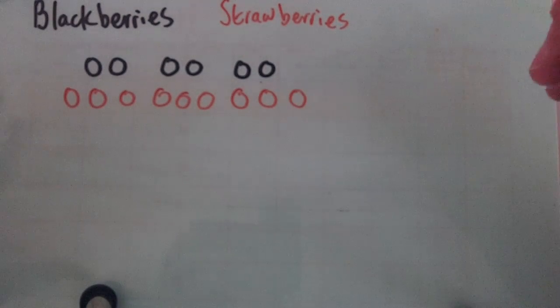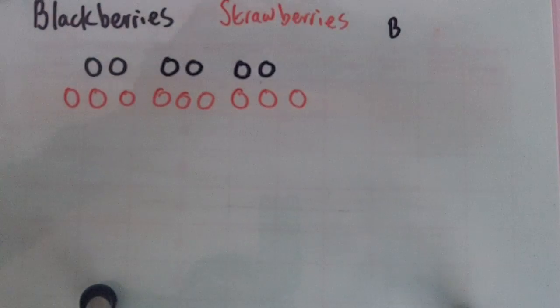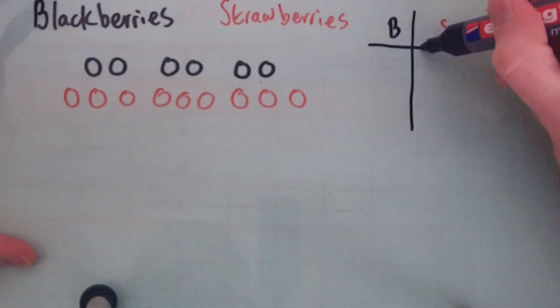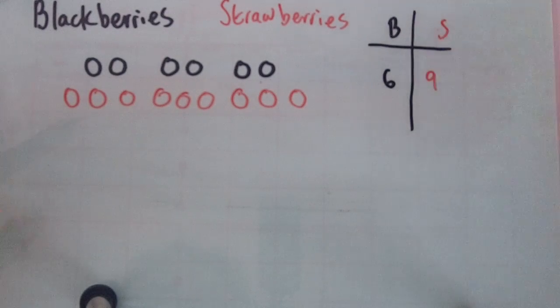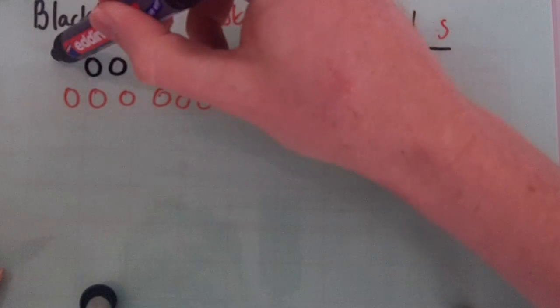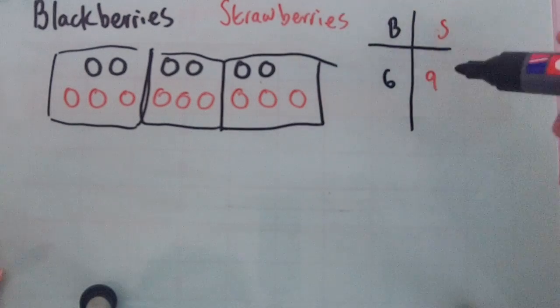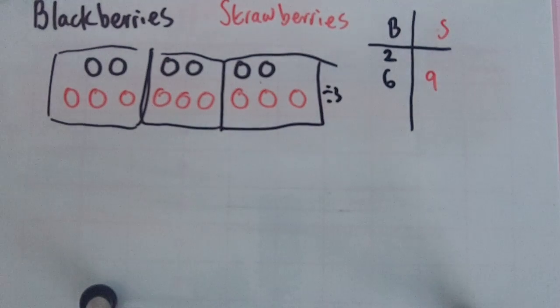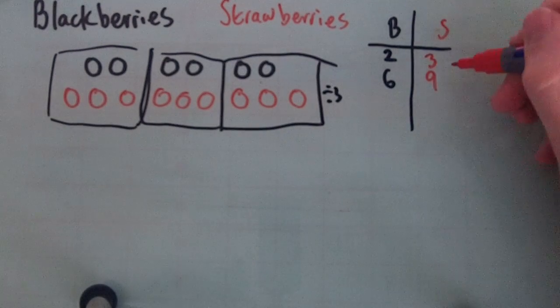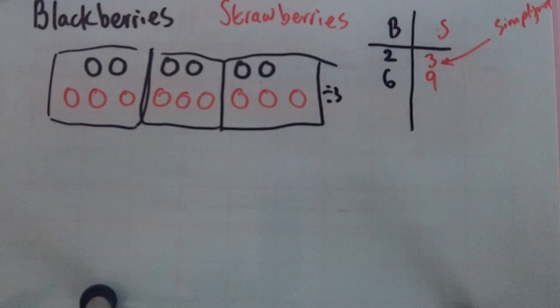Now, as previously explained, we've got 6 blackberries here and 9 strawberries. So if we set this out as a ratio, you could do it with a table with the headings blackberries and strawberries. You can see we've got 6 blackberries, 9 strawberries, and we were able to show in the last lesson that we can divide our actual group of fruit into 3 evenly sized groups. So I've divided by 3 to get 2 blackberries and 3 strawberries in each group. Okay, this ratio here has been simplified. Okay, so it's the ratio in its simplest form.